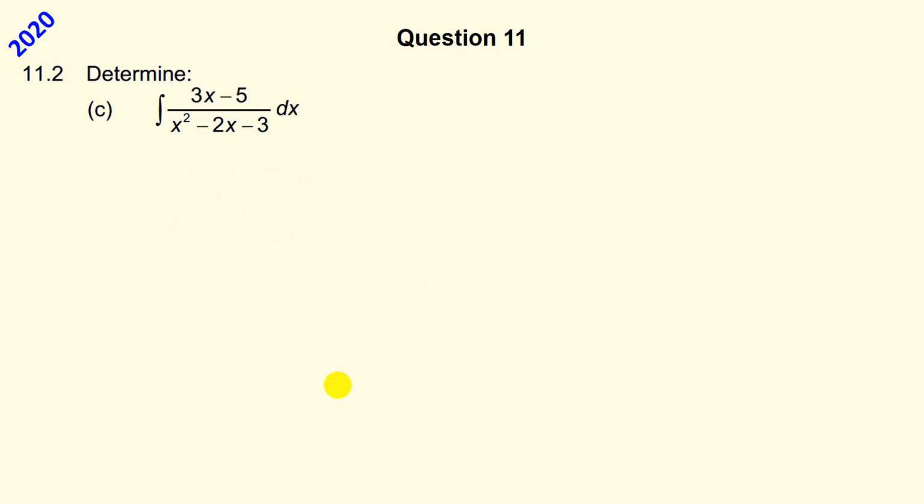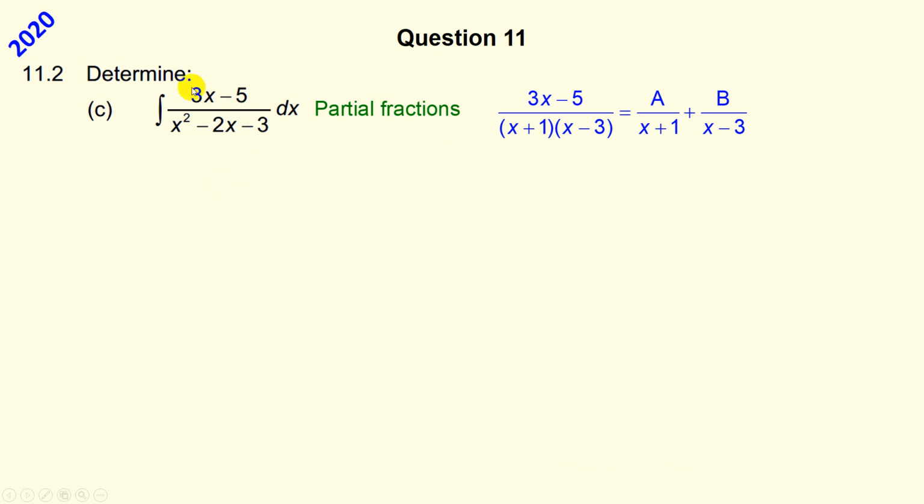So this clearly is partial fractions, because we can differentiate the bottom. The degree of the top is lower than the degree of the bottom. If it was equal to or higher, we'd have to do long division first. So we'll let this fraction with that factorized be equal to a over x plus 1 plus b over x minus 3. If there's an x minus 3 squared, we'd have to have b over x minus 3 plus c over x minus 3 squared. But it's quite straightforward, this.